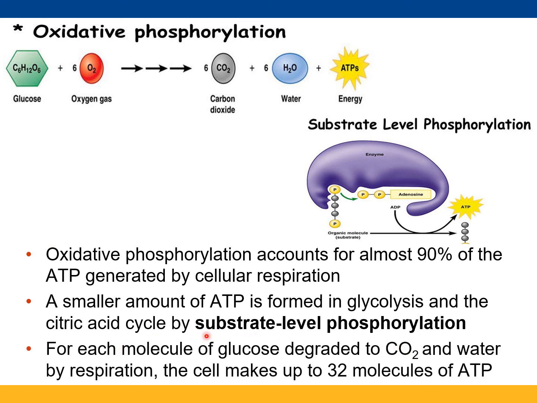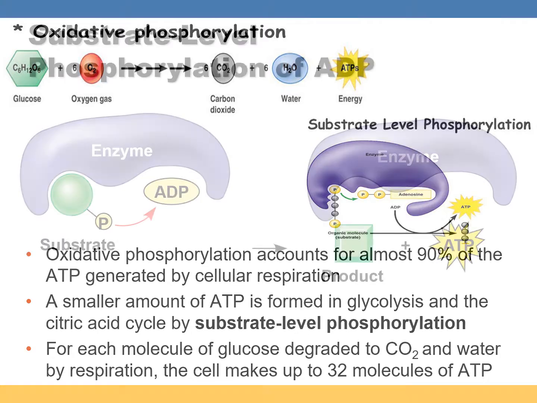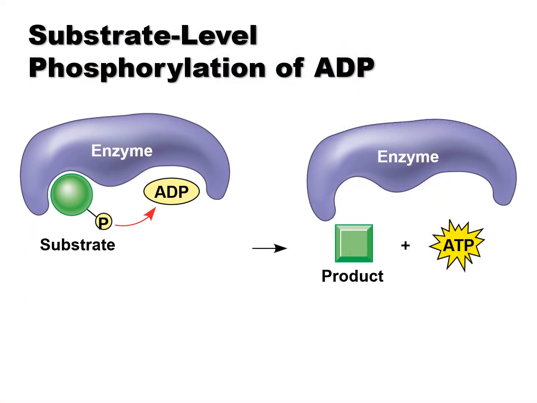So substrate level phosphorylation is much less efficient, but with oxidative phosphorylation, you can make a lot of ATP. It just requires a little more time and definitely requires oxygen. So here's the graphic from your book. You have some kind of a substrate with a phosphate on it, and this enzyme is sometimes called a phosphotransferase, but we're not worried about that. We're going to transfer that phosphate off and put it onto ADP, and now we have new ATP that can go out and be used for other things.